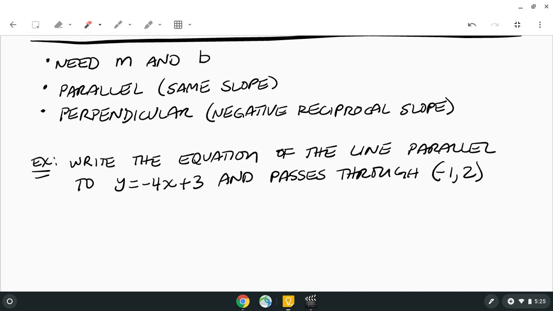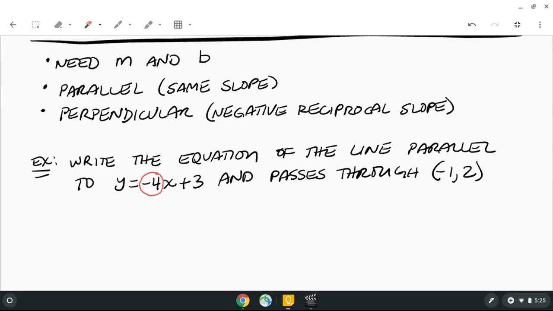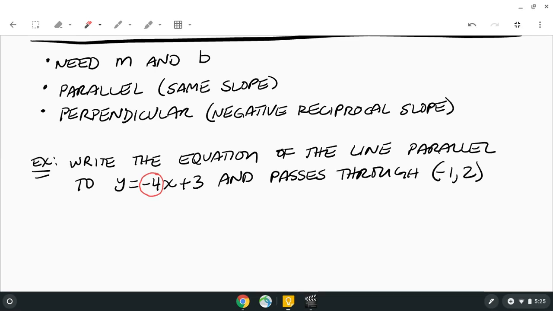again, we need m and we need b. Okay, so here, when we look at this equation, y equals negative 4x plus 3, then we know the slope of this equation is negative 4. So then over here, the slope of the parallel line, remember parallel lines have the same slope, so the slope for the parallel will be the same. Okay, so we do have our m, but we do need our b.